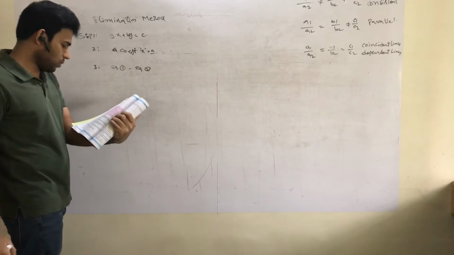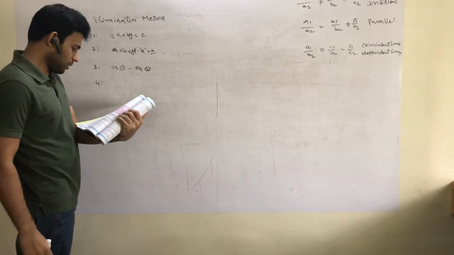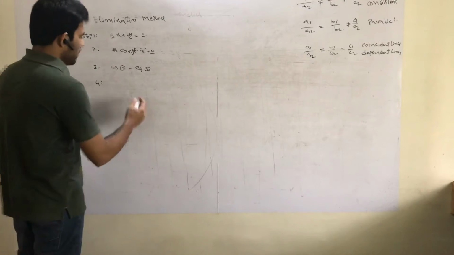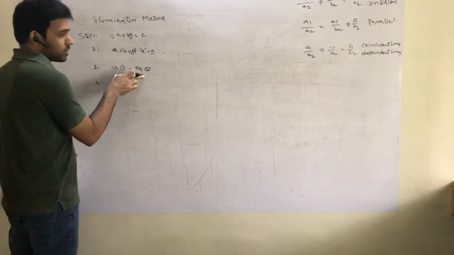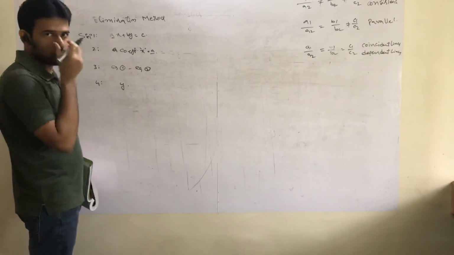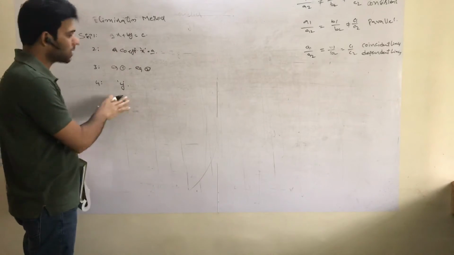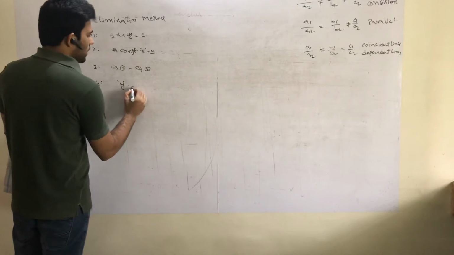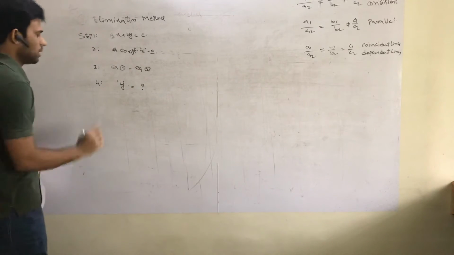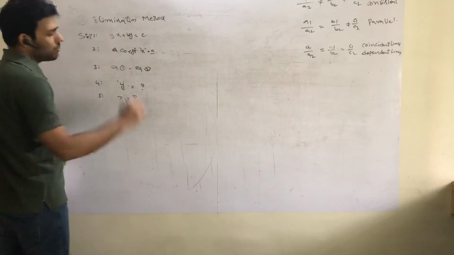Okay, and step 4, solve the equation for the remaining variable. Okay, now while you subtract that, you can find the value of y, the remaining variable. Remaining is y only, right, because we are taking the coefficients of x as equal, so the remaining is y. So find the value of y. Okay, you will get some value for y, and in step 5 you substitute the value of y and get the value of x.